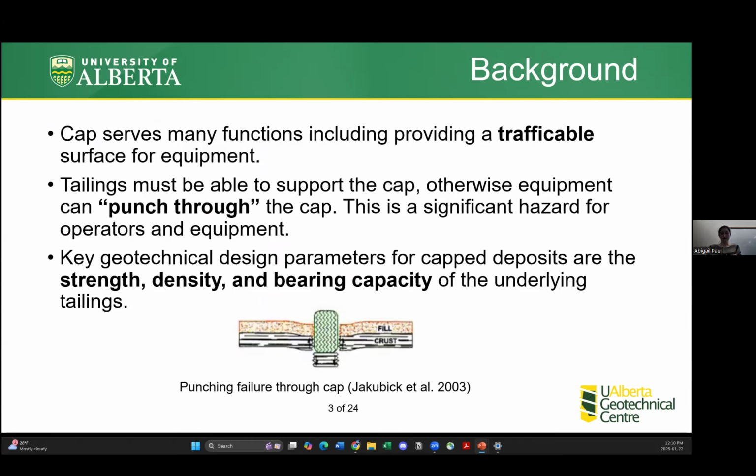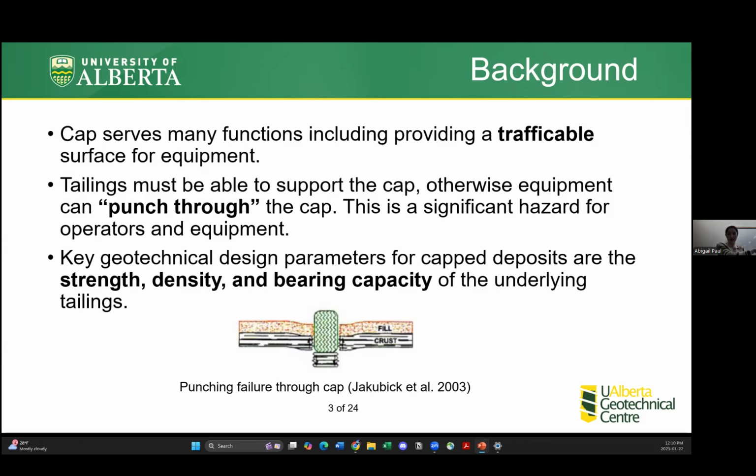This cap serves a number of different functions, one of which is to create a trafficable surface for equipment to drive on. This is especially important because trucks and dozers need to be able to drive on top of the surface to place additional material like topsoil and vegetation for reclamation.